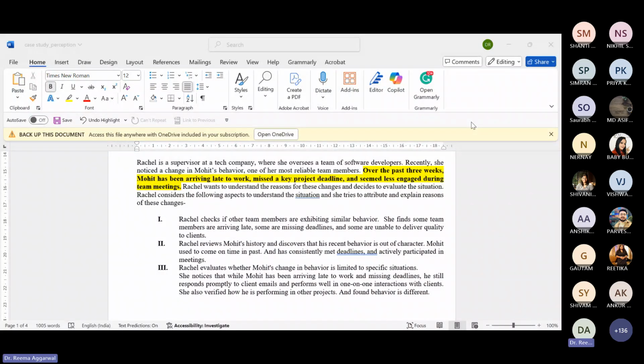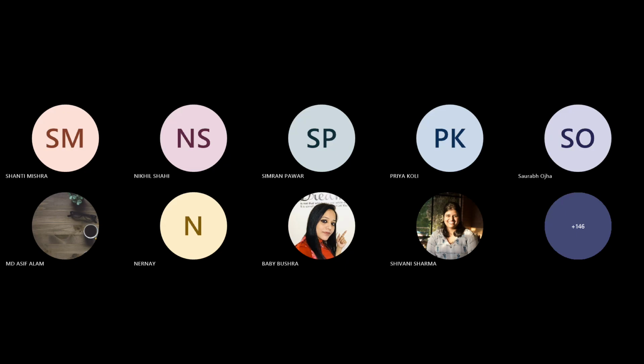Yes, anyone? Is the case study clear? Sorry, ma'am, we have not been seeing changes in your screen slides at all. Ma'am, the screen is frozen. You were not able to see the changes in my slide? Yes, ma'am, we can see the Rachel case study. The screen is stuck for almost half an hour. Okay, no problem. I'm sharing the case study again, and I will give you the brief.